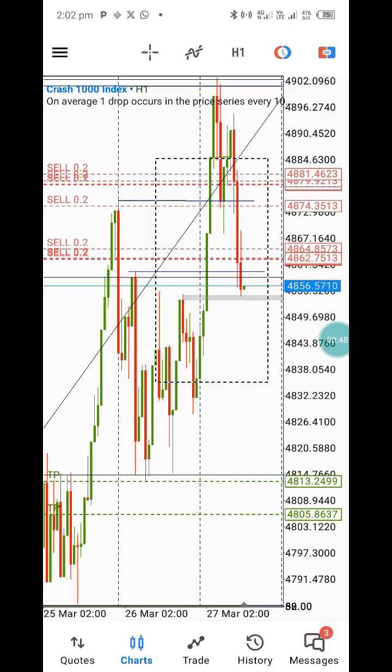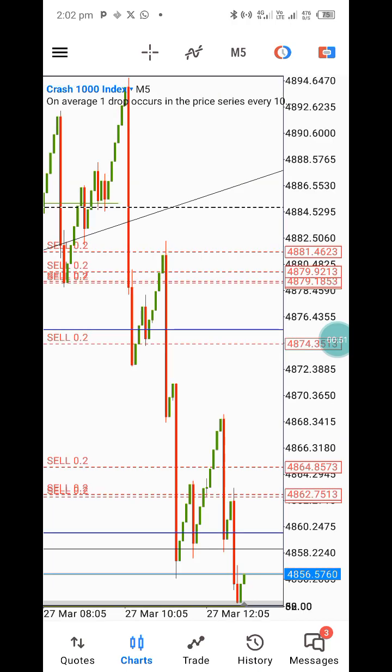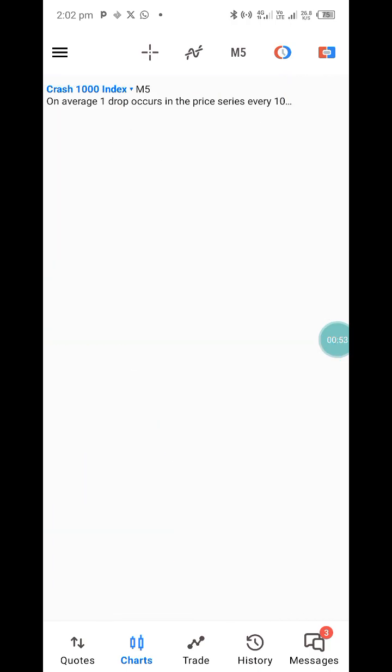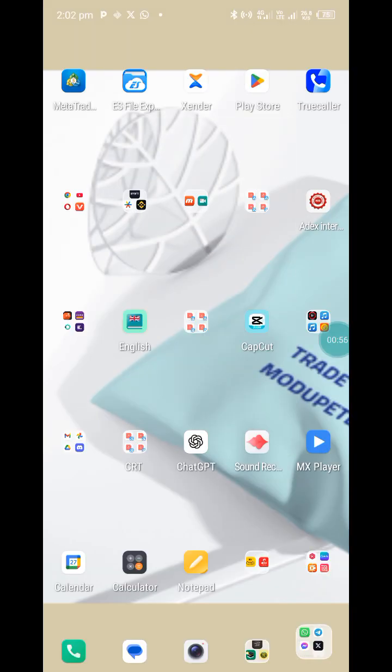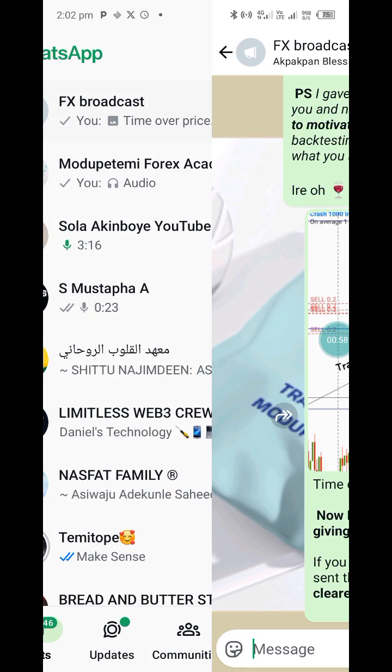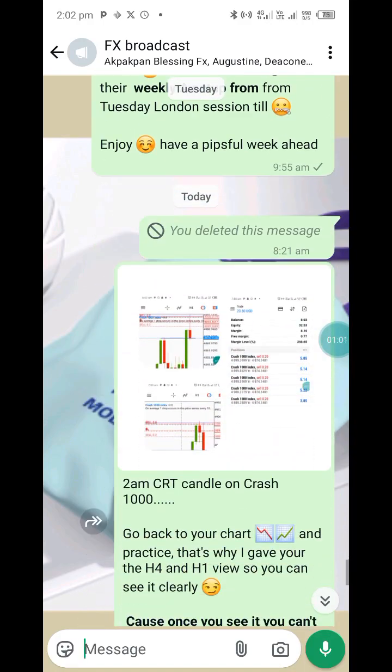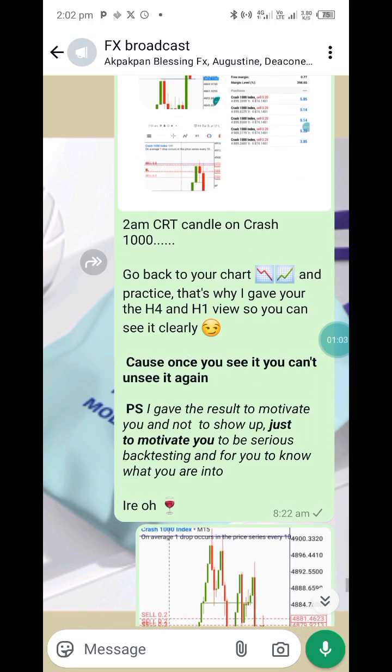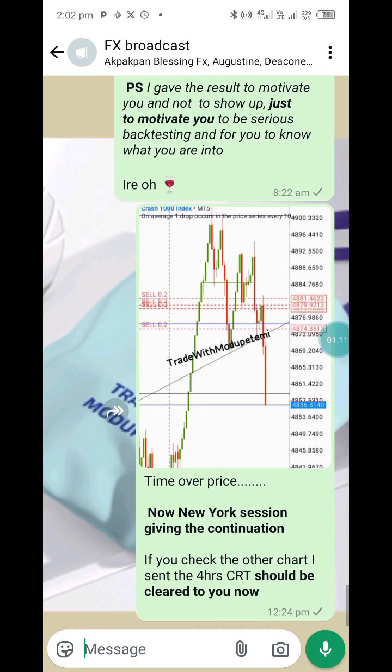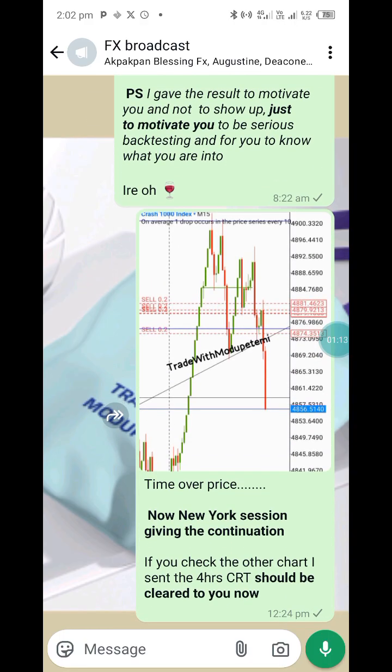I've been on this trade. I traded the London session, and I gave the signal in my group, so you can see. For those of you that are not on my channel, I traded it here. You can see I traded the 2 a.m. CRT candle, the 3 a.m., which is for my London session, and this is what I told them. When New York started, I rebalanced myself again. I repositioned myself again. You can check the time. This is 12:24 in my time. So that was when New York started.